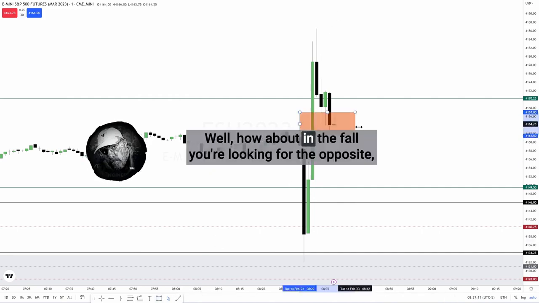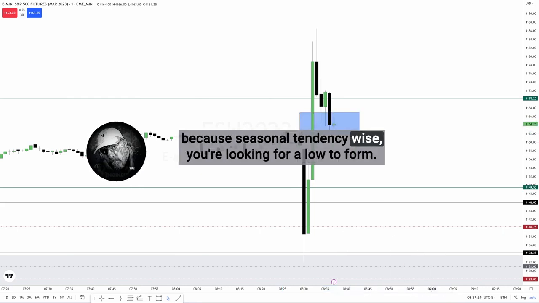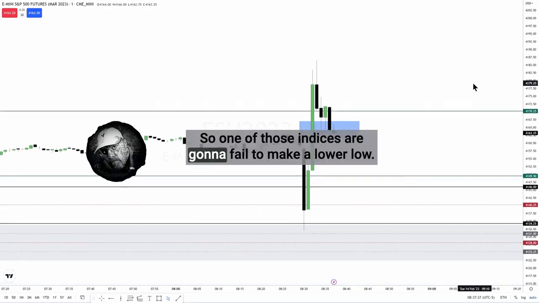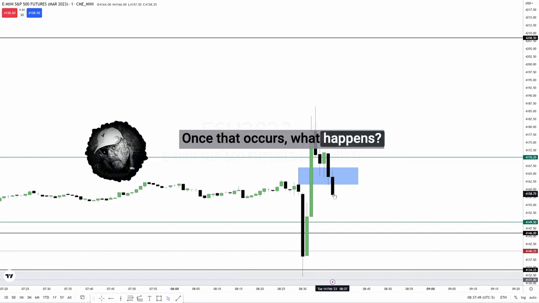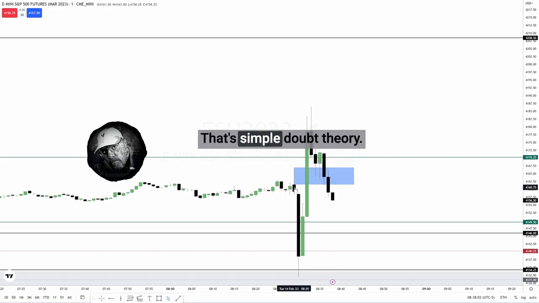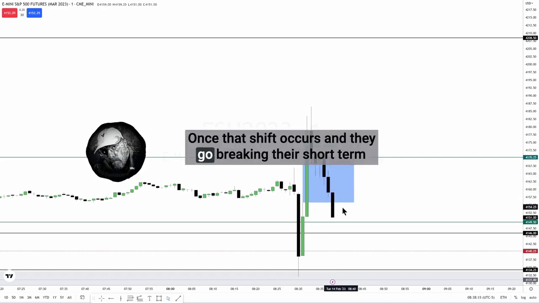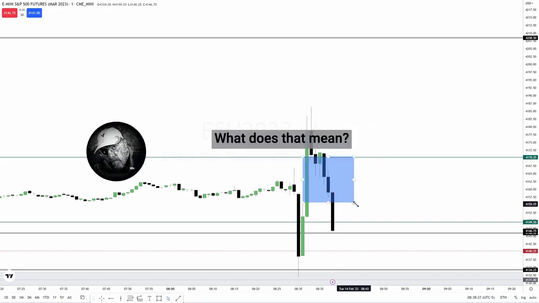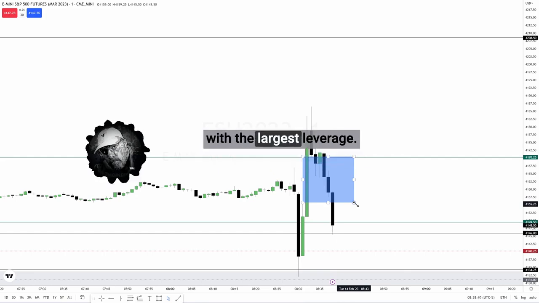Well, how about in the fall? You're looking for the opposite because seasonal tendency wise, you're looking for a low to form. So one of those indices is going to fail to make a lower low. Once that occurs, what happens? That failed lower low in one of those averages, that's simple Dow theory. Once that shift occurs and they go breaking their short-term highs, you're now in a buy model. What does that mean? You're just looking for longs, and you keep milking the longs with the largest leverage.